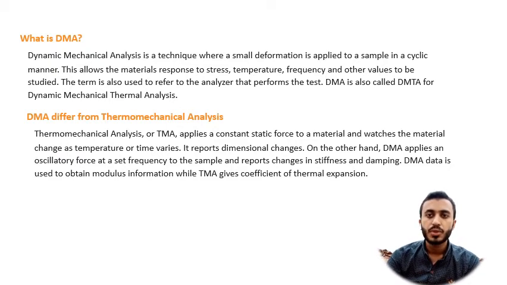How does DMA differ from thermomechanical analysis? Thermomechanical analysis, or TMA, applies a constant static force to a material and watches the material change as temperature or time varies. It reports dimensional changes. On the other hand, DMA applies an oscillatory force at a set frequency to a sample and reports changes in stiffness and damping. DMA data is used to obtain modulus information while TMA gives a coefficient of thermal expansion. Both detect transitions, but DMA is much more sensitive.